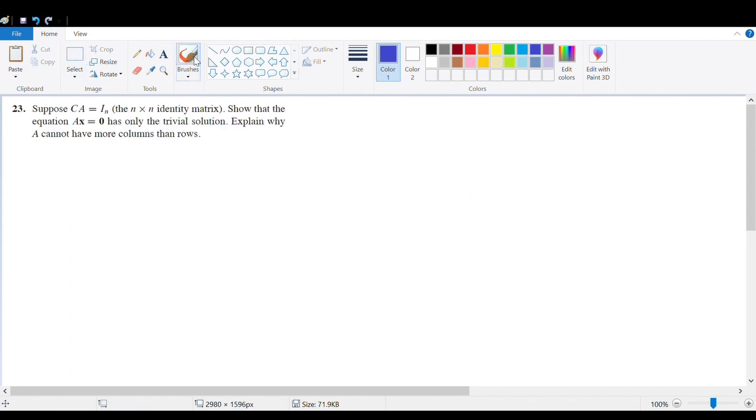In 23, suppose CA is equal to In, the n by n identity matrix. Show that the equation Ax equals 0 has only the trivial solution. Explain why A cannot have more columns than rows. So it is given here that CA is equal to In. We want to show that Ax equals 0 has only the trivial solution. That means there is no free variable.